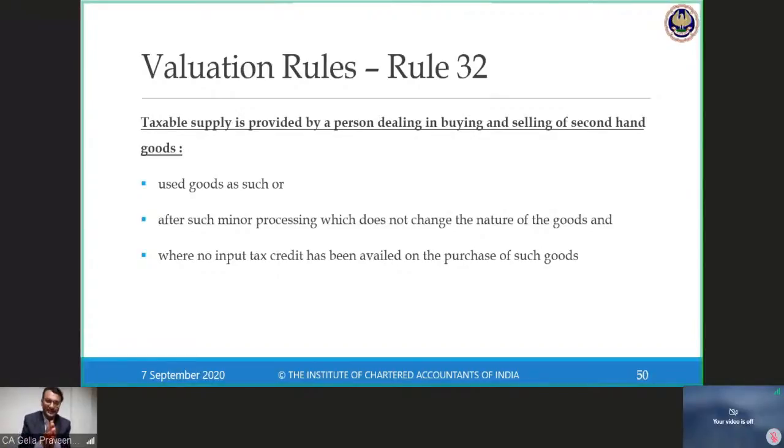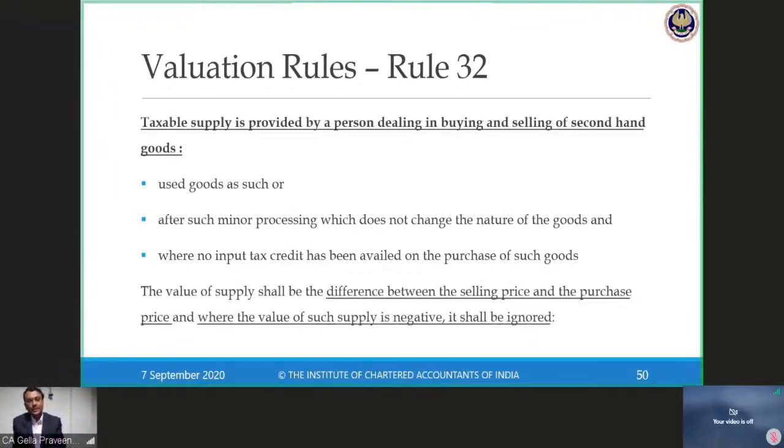So this provision, rule 32, says that you have not taken input tax credit on the purchase. So you are a dealer who is into used cars. You are a dealer who is selling the car as such or with minor processing. What is that minor processing? Tinkering, coloring, refurbishment of interiors, etc. Minor changes you have done. And when you purchased the car, you have not taken any input tax credit.